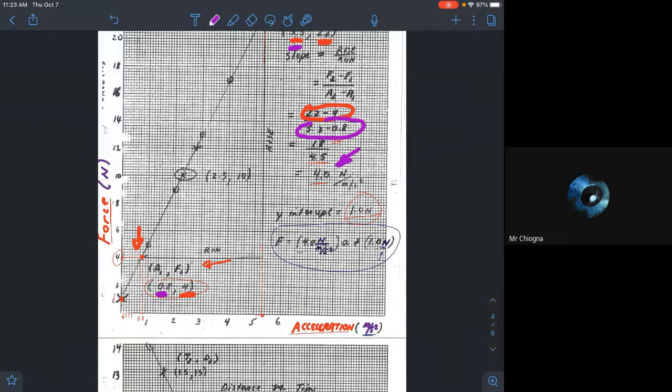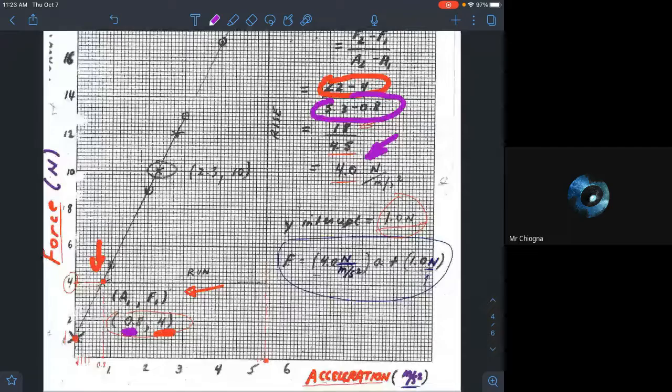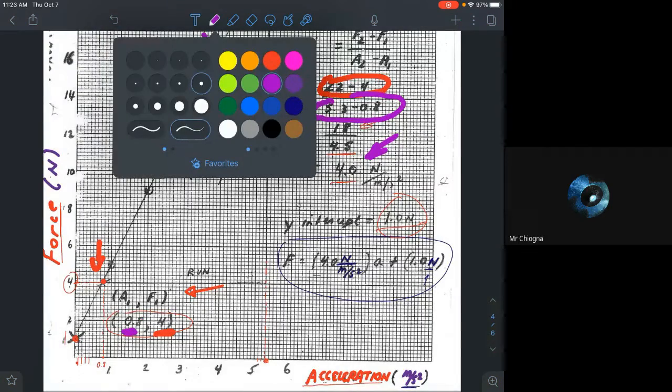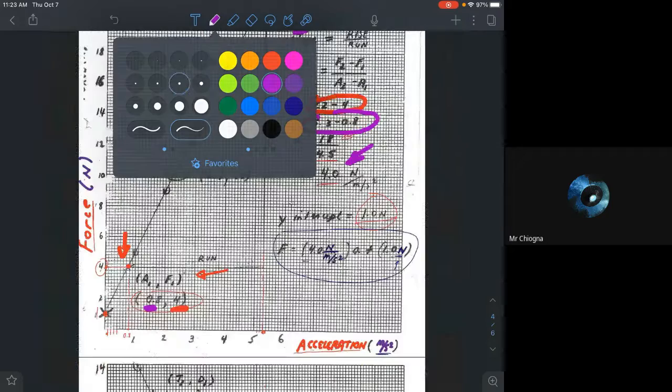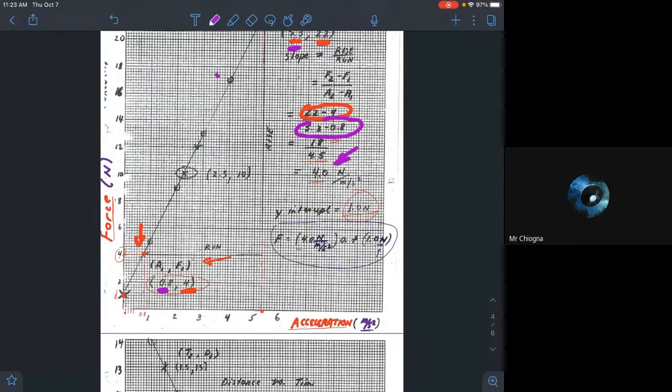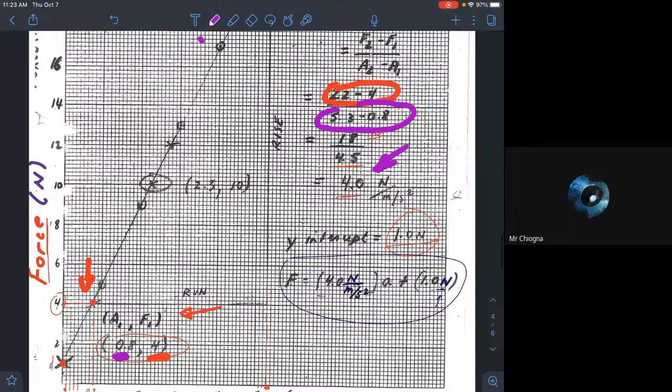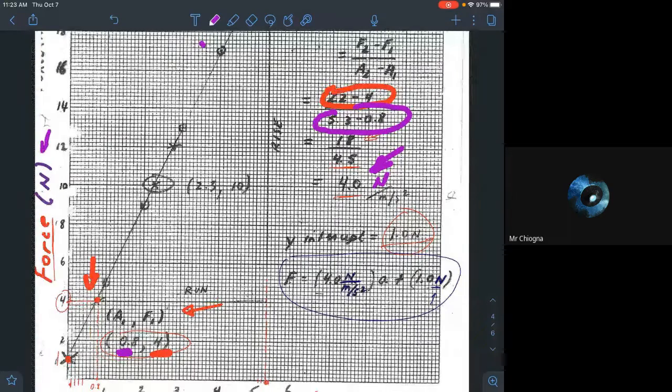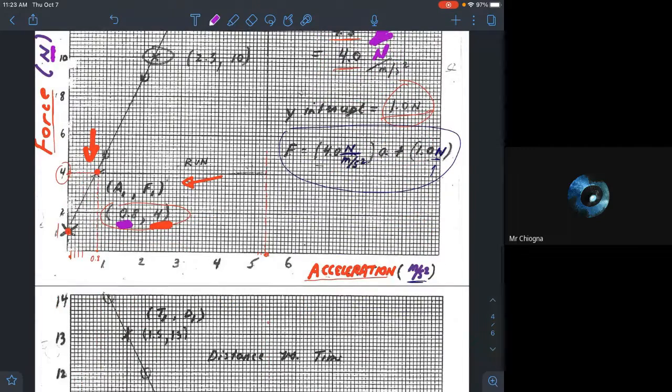Now, here's the confusing part for a lot of people. It's the slope. How did I get the slope? How did I get this Newtons? You look at the slope value and the unit for the slope. How did I get Newtons on top? I calculated this unit the same way as I did the slope. I chose the vertical unit, which was Newtons, and I divided it by the horizontal unit, which was meters per second squared.